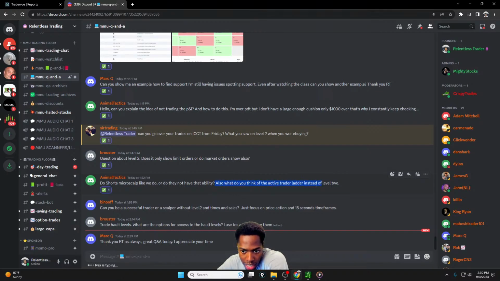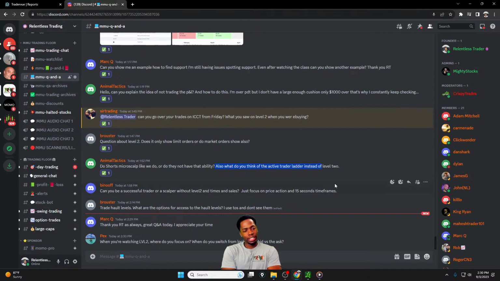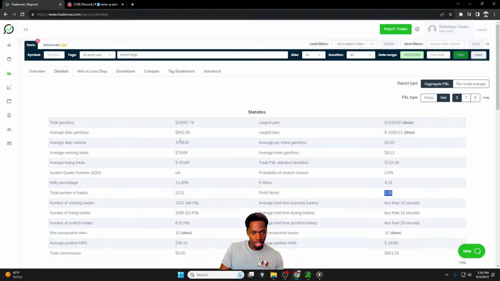Also, what do you think of the active trader ladder instead of level 2? In our community, there's Crispy and Sabe who really love the ladder. They do extremely well. They're also more aggressive traders than Marcelo and myself in some ways. These guys will push over a million shares. If you check my share size, you'll see I'm at 379,000 shares per day. Marcelo's might be around 500,000. Crispy's might be at like 900,000, and Sabe might be over a million, or both of those guys might be over a million. They trade a lot.